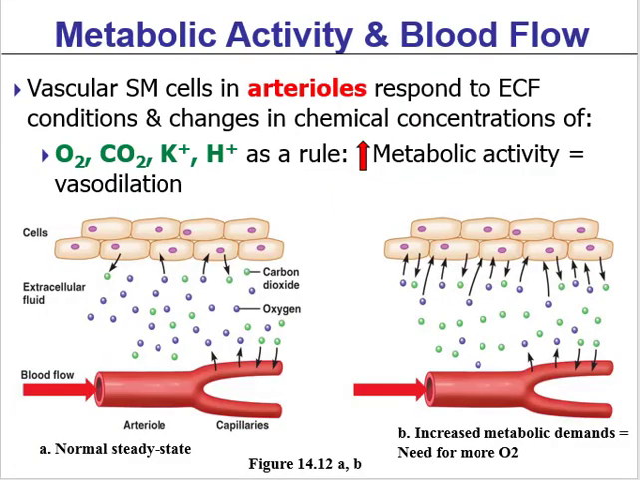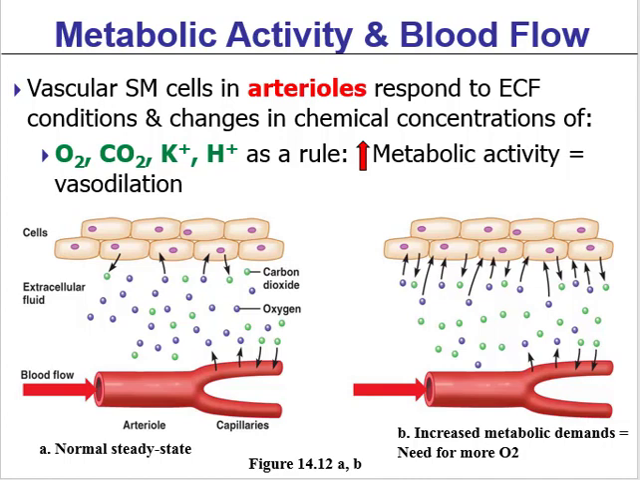Also, here's an example of how arterioles can react to different metabolic conditions. The smooth muscle layers in the tunica media are sensitive to the interstitial fluid composition in the surrounding organs and tissues that they supply. So chemical solutes like oxygen, carbon dioxide, potassium, and pH levels can all trigger a vasoactive response, which is what we're seeing here in figure 14.12.